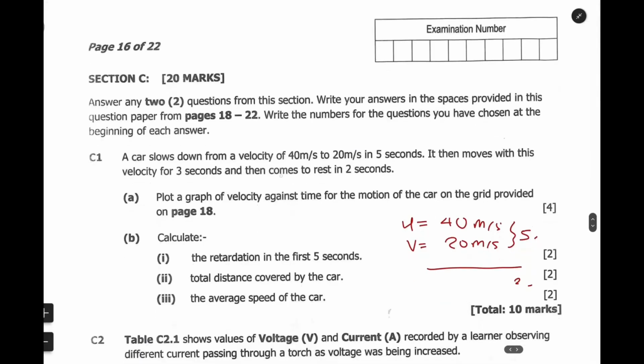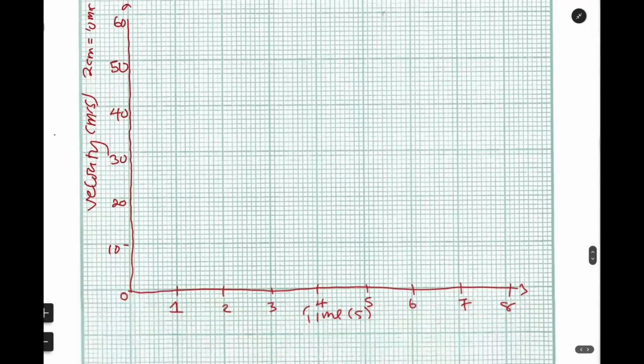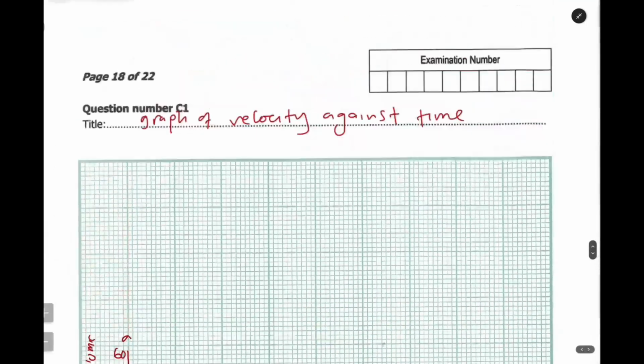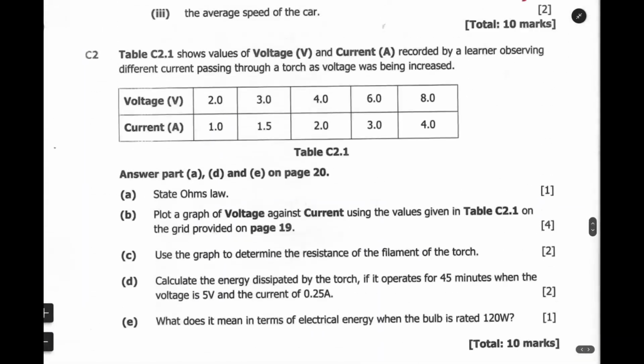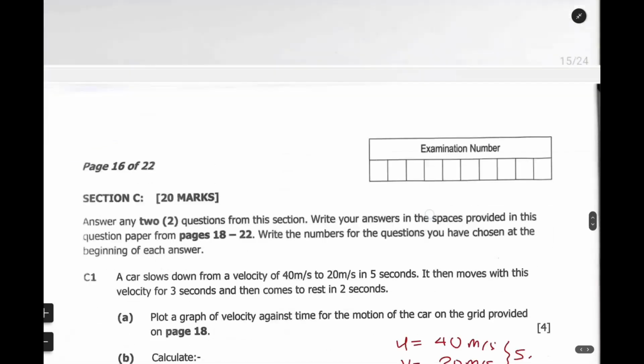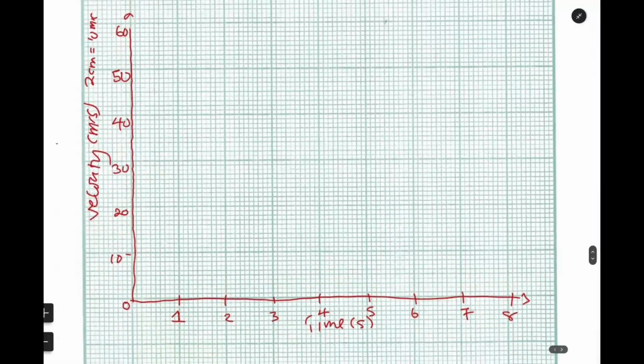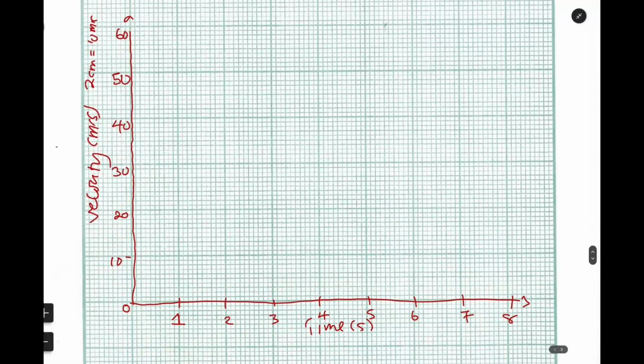A car slows down from the velocity of 40 meter per second to a velocity of 20. So from 40 meter per second, right here, to the velocity of 20. But in what time? 5. Pay attention to the time. In 5 seconds. So we are going to go at time 5. So this is how you do it. From 40 to 20, when time was 5 seconds. So 20 is right here and time is 5 seconds. So it moved all the way from there like this.